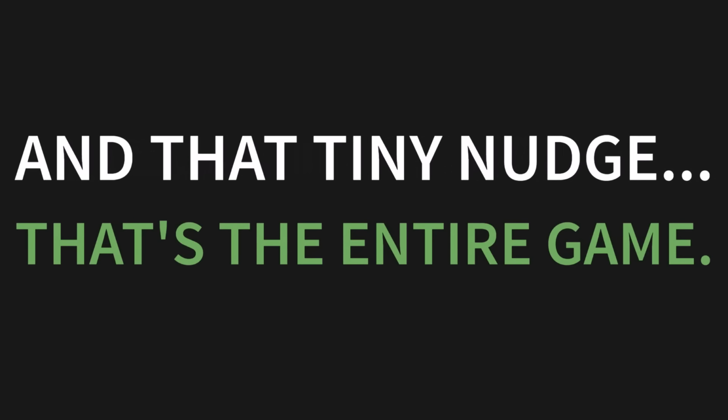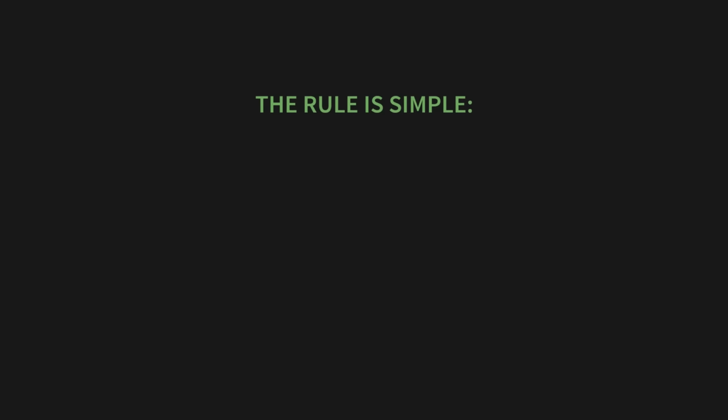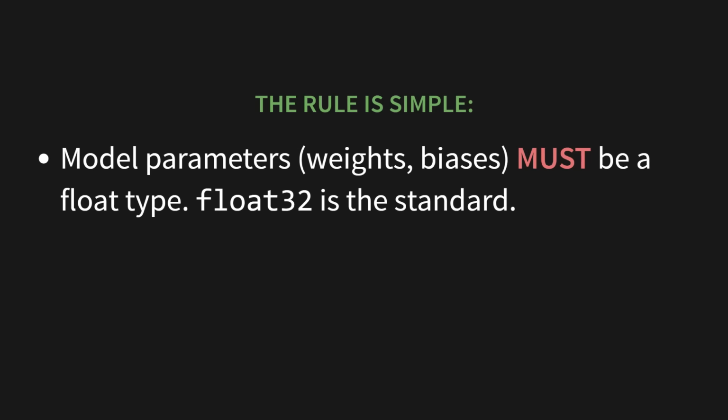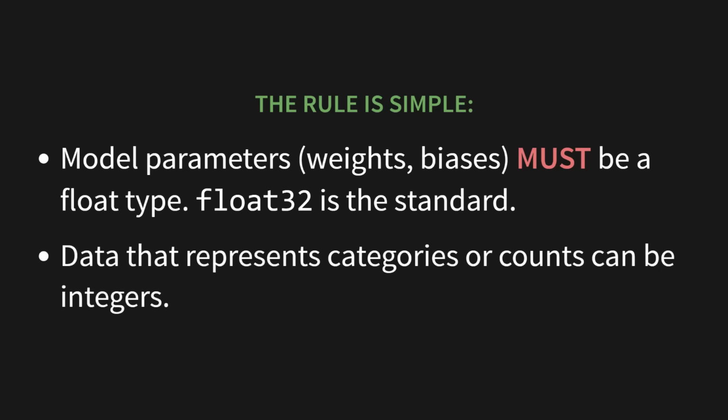So the rule is simple. Model parameters, your weights, your biases, they must be a float type. And float32 is the standard. Data that represents categories or counts, like class labels? Sure, those can be integers. But the stuff that learns has to be a float.